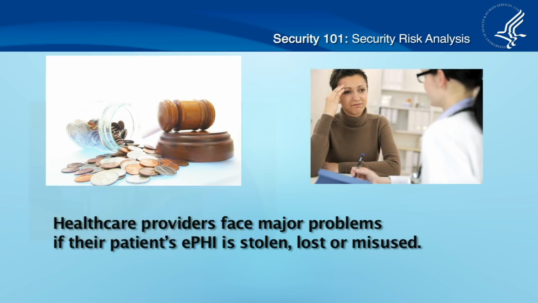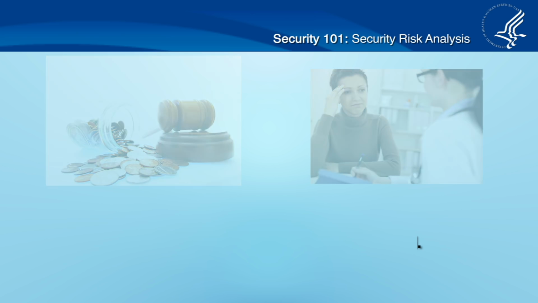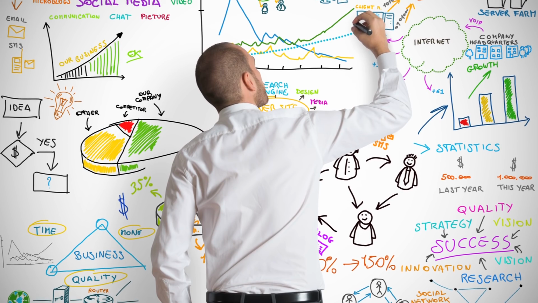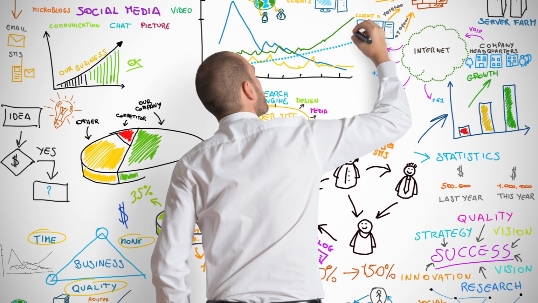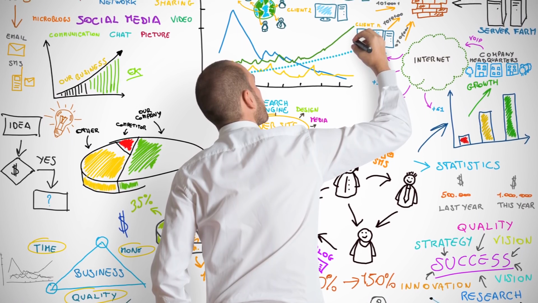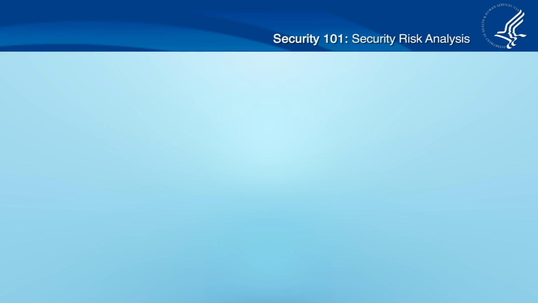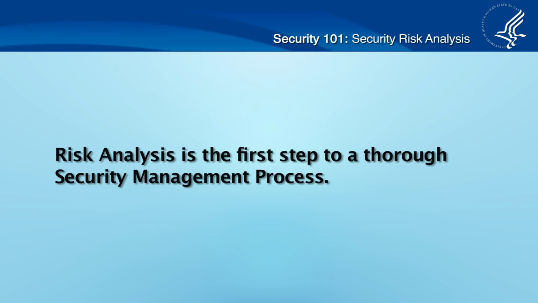Healthcare providers face major problems if their patient's EPHI is stolen, lost, or misused, or if it is incorrect or unavailable. A well-planned security management process can help your organization make timely risk decisions. The security management process is your organization's strategy for handling risks, and a complete, properly conducted risk analysis is the first step to a thorough security management process.